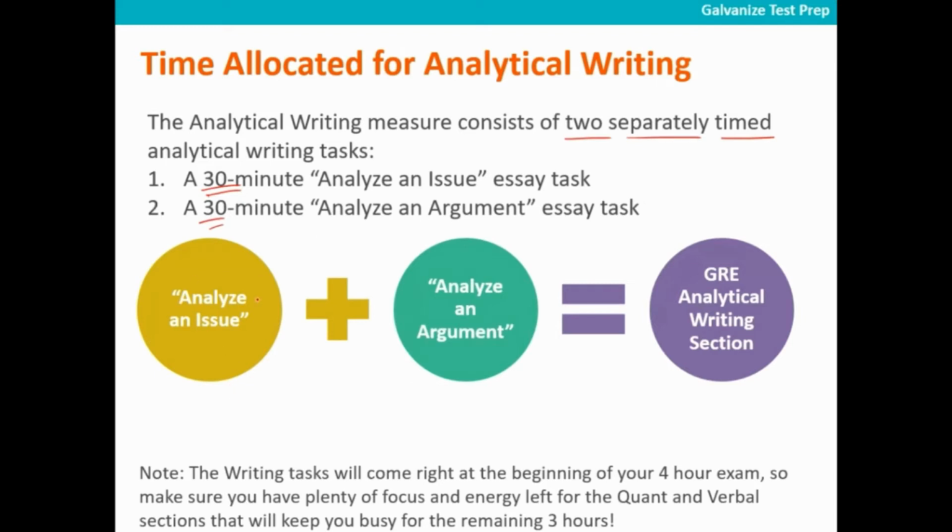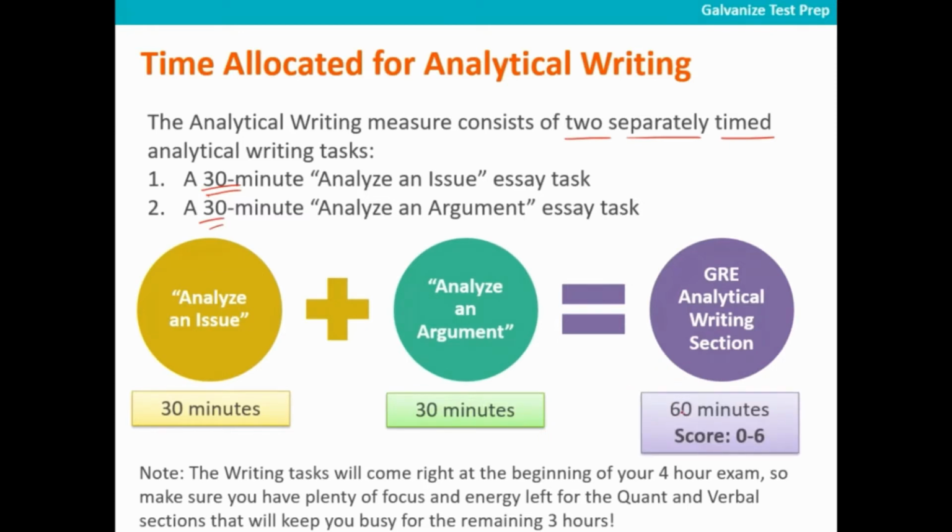One is called an analyze an issue task, and the other is an analyze an argument task. Together, they combine to form the AWA section. For each, you have 30 minutes, which brings it to a total of 60 minutes. These are actually the first 60 minutes of your 4-hour exam. Okay, so really build your stamina, come prepared.